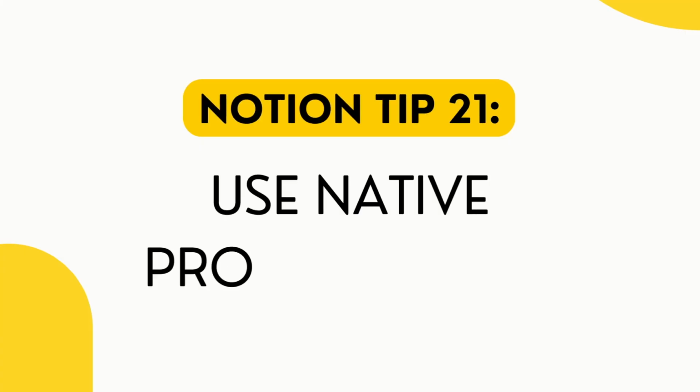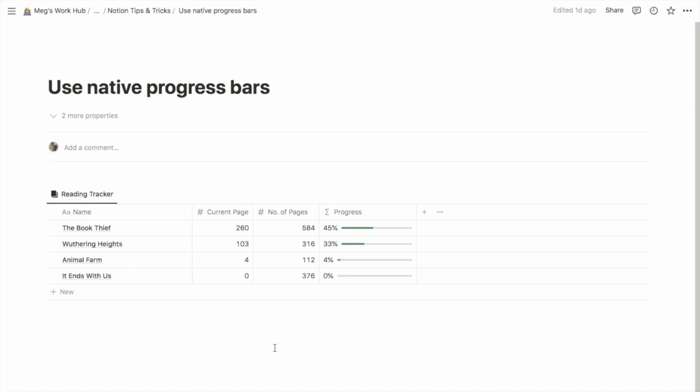Another Notion feature that a lot of people still don't know about is using native progress bars. So Notion has this feature here where you can add a progress bar using a formula. So in this example, we have a reading tracker.